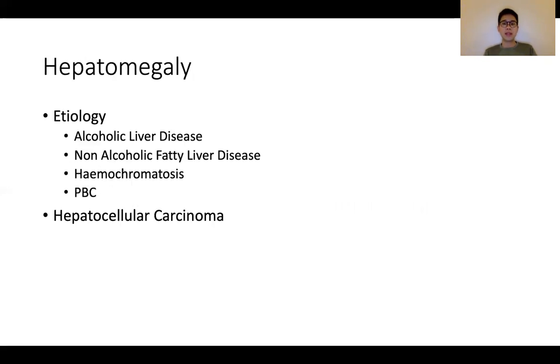So hepatomegaly in the context of chronic liver disease can be due to etiological reasons or complications such as HCC. The etiologies of chronic liver disease that can manifest with associated hepatomegaly include alcoholic liver disease, non-alcoholic fatty liver disease, hemochromatosis, and PBC. Other causes of hepatomegaly that you would think of apart from chronic liver disease would be infections such as viral infections, acute viral hepatitis sometimes, malignancies, primary, secondary, hematological, infiltrative disorders, and so on.